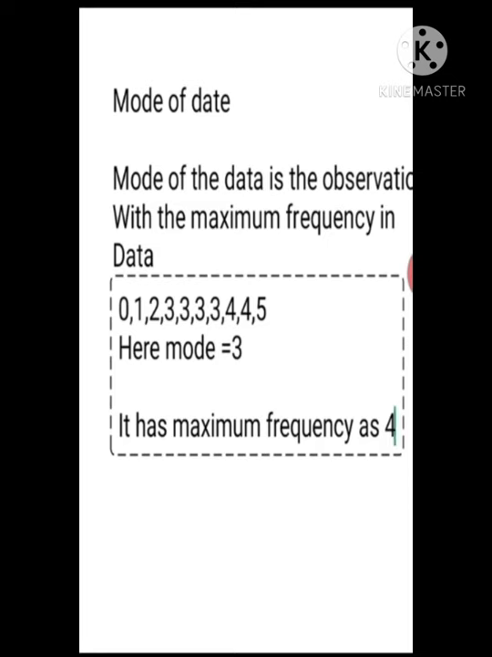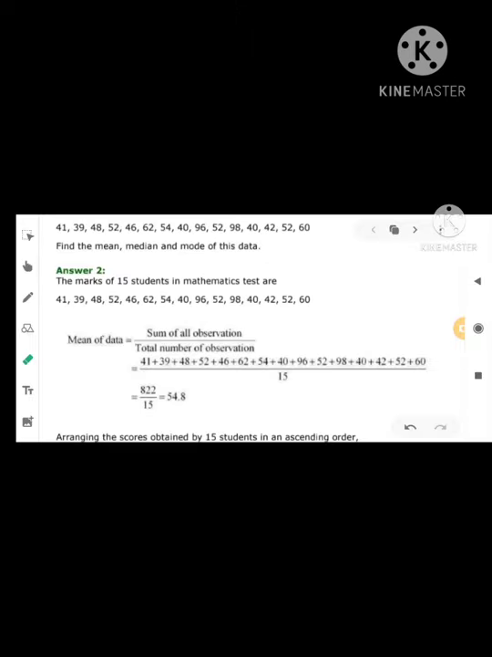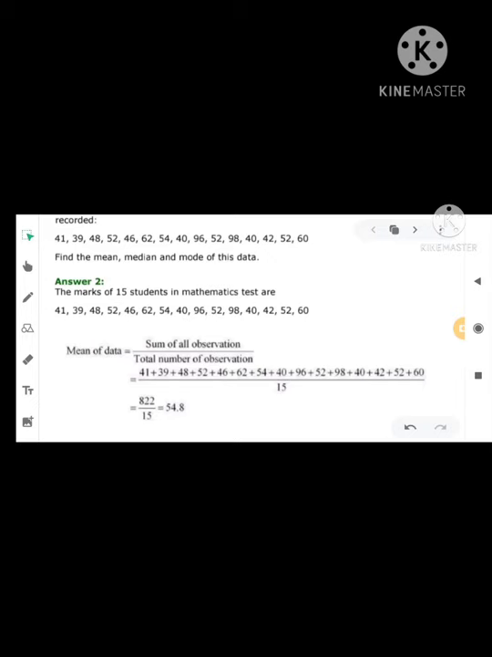So next we move on to the second question. Now you can check over the answer. The mean is the sum of all observations divided by the total number of observations. If you add, you get 822 divided by 15, so the mean is 54.8. Next, how do you find the median?